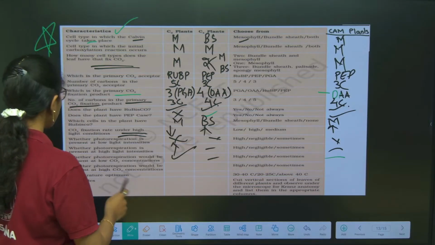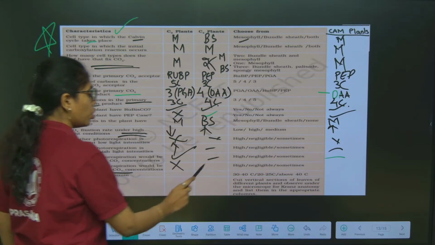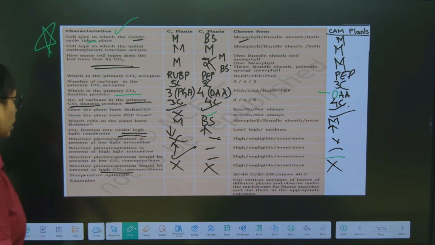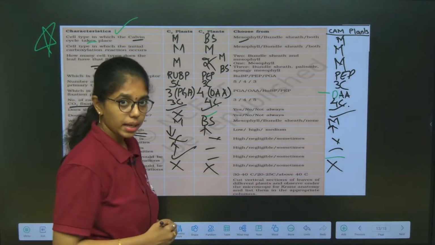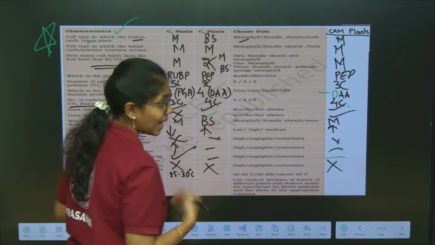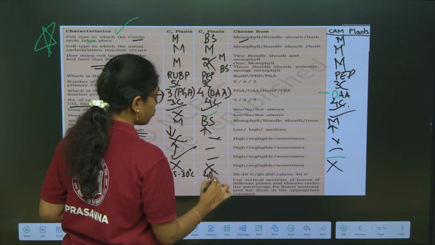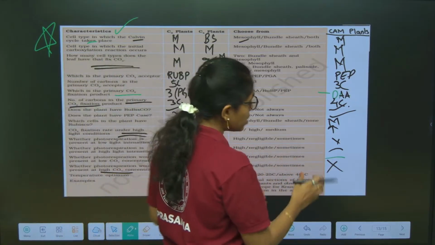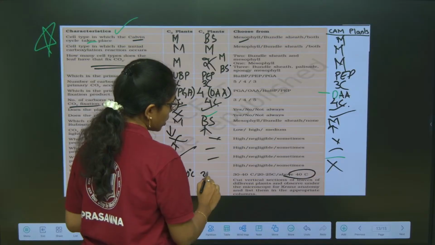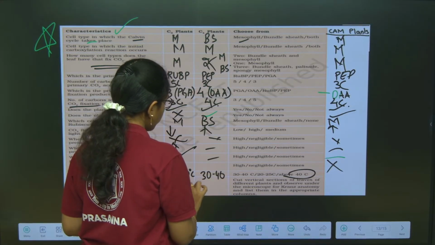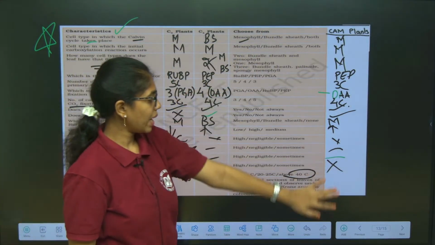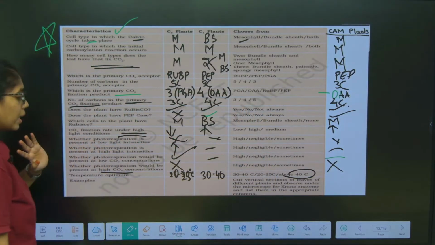Whether photorespiration would be present at high carbon dioxide concentration? No, photorespiration will not be present at high carbon dioxide concentration. Temperature optimum in C3 plants, as they are temperate plants, is 25 to 30 degrees Celsius. In C4 plants, as they are tropical plants, it can be approximately 40 to 45 degrees Celsius. CAM plants, it can even be above 40 degrees Celsius. C3 are temperate, C4 tropical, CAM plants are desert plants which can grow at more than 40 degrees Celsius.